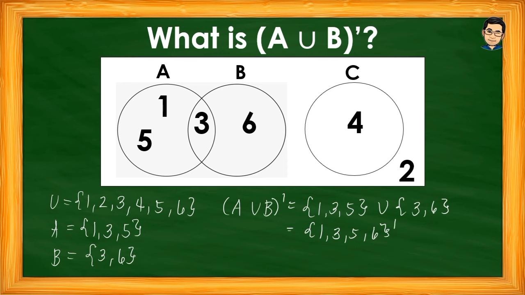Kunin natin yung complement. Okay. So, ano yung mga elements na wala dito sa A union B na makikita natin sa universal set? Okay. So, i-cross out natin yung, o bilugan natin yung 1, 3, 5, and 6. And then, yung mga hindi natin binilugan, yun po yung ating mga elements for A union B complement. Yun yung element na 2 tsaka 4.